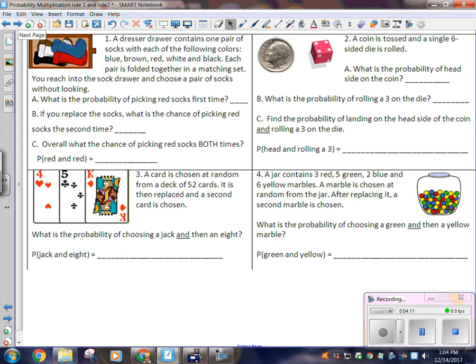Just jump right in and do one. A dresser drawer contains one pair of socks with the following colors: blue, brown, red, white, and black. Each pair is folded together in a matching set.